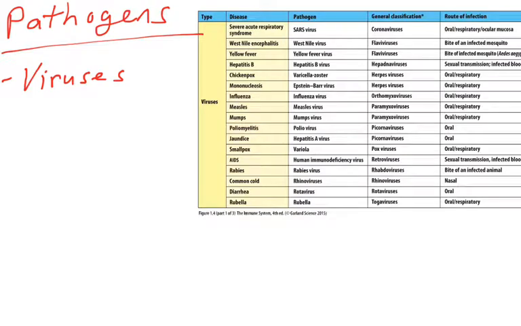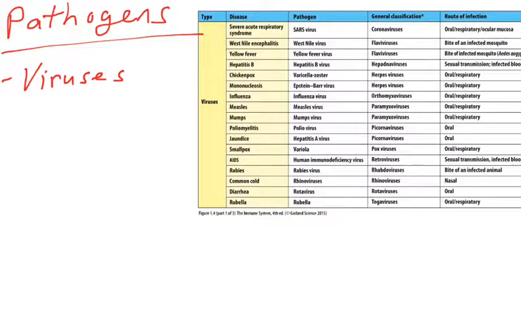Now, this is not a microbiology course. I'm not going to expect you to know all sorts of different viruses and bacteria, but I am going to expect you to have taken microbiology and recall characteristics of pathogens such as viruses and bacteria.